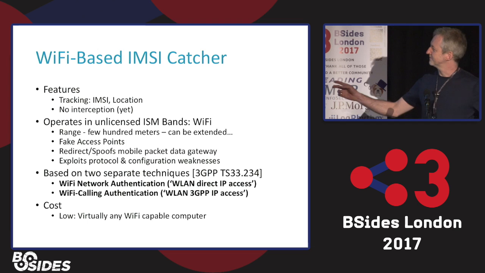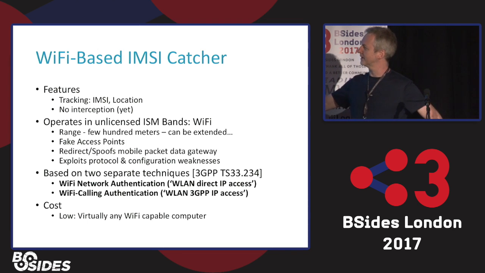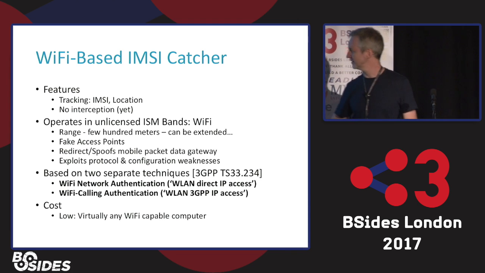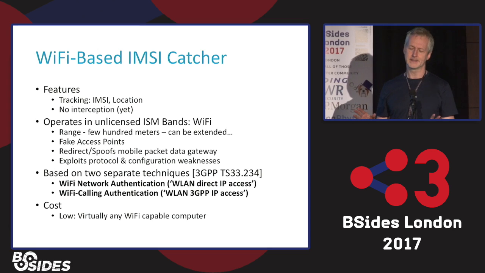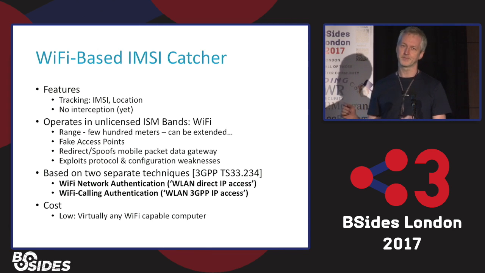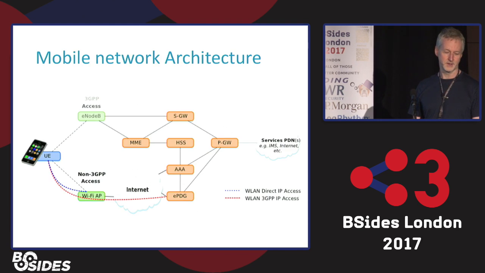TS 33.234, which specifies these two access techniques, which I mentioned briefly at the beginning: Wi-Fi access network authentication, which is termed WLAN direct IP access, which is basically operator-run Wi-Fi access points. And then you've got the Wi-Fi calling, known as WLAN 3GPP IP access, which can be used for other things, but at the moment is used for that. It's low cost. You can just run it on a Pi, this sort of stuff we're talking about.